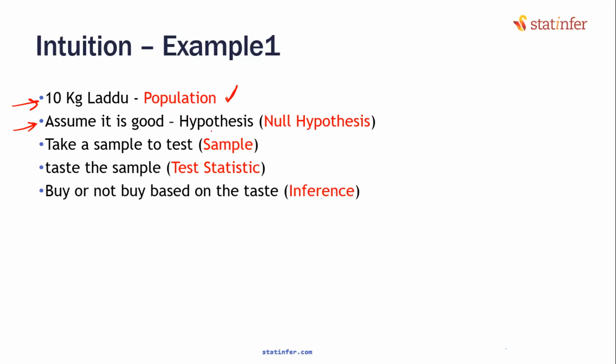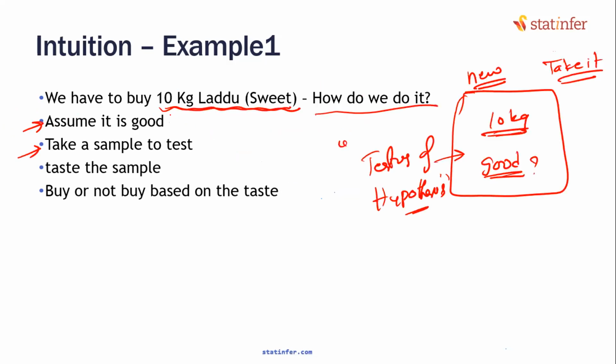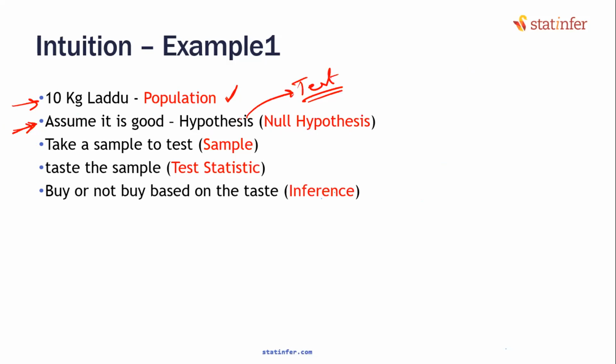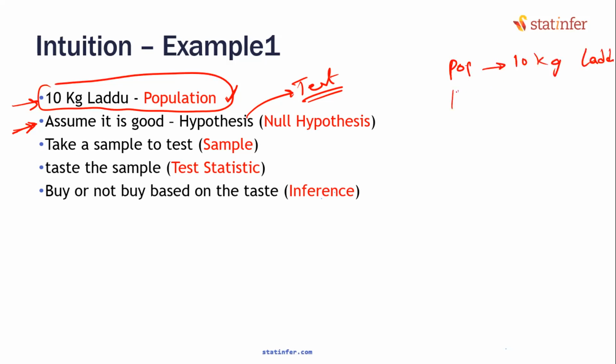Are you clear on hypothesis? What is hypothesis? You assumed that the laddu is good. That is a hypothesis. Now to test this hypothesis, what did you do? We took a sample. What is a sample in the laddu case? 10 kg laddu is the population. Can you define the population? It is 10 kg laddu. And the assumption or hypothesis is that it is good. Taste is good.